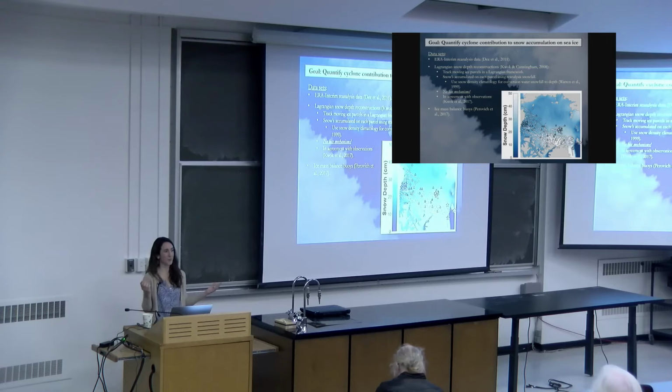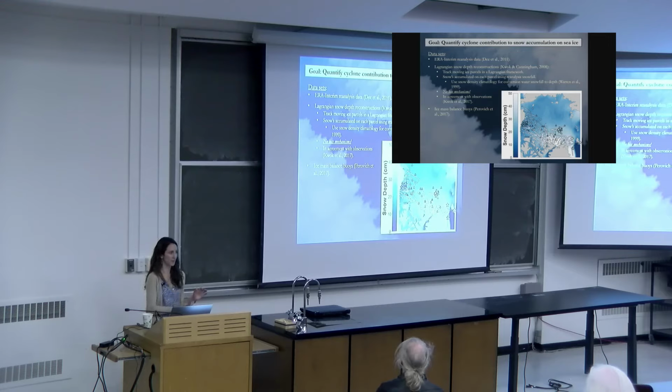Okay, so our goal here, our objective, was to quantify the contribution of cyclones to snow accumulation on sea ice. How important are cyclones? And we did this by using ERA-Interim reanalysis data, and I'll get into that choice later on in the talk. We use this thing called snow depth reconstructions. And another way to think of this is it's a way to model snow depth on sea ice.